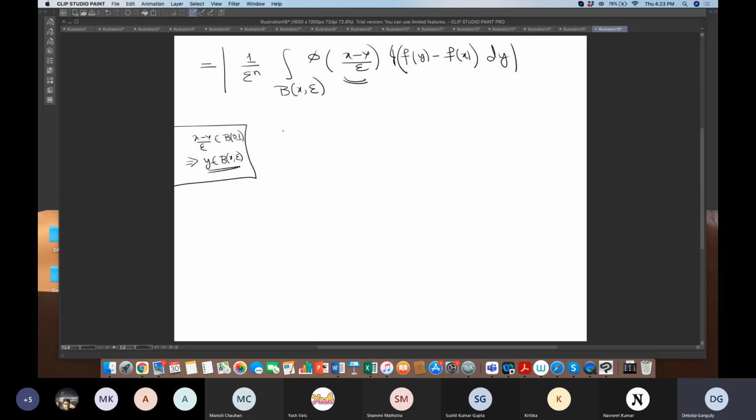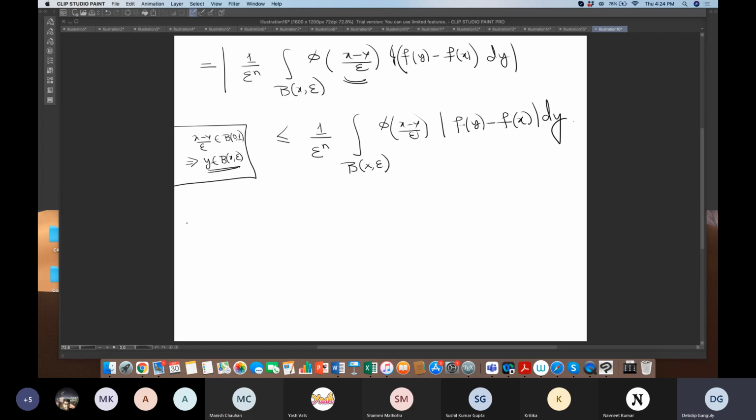So this is less than or equal to 1 over epsilon to the power n, integral over B(x,epsilon) of phi((x minus y)/epsilon) times the modulus of f(y) minus f(x). Is that okay? Yes or no? Okay, right.